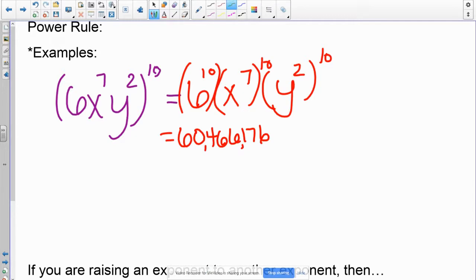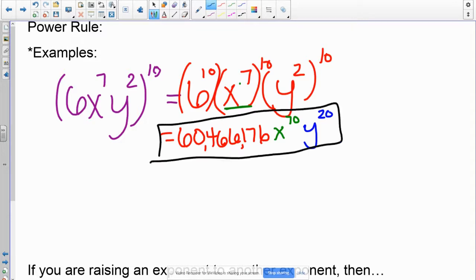And then we're going to go into our x's here. So there's 10 groups of 7 x's, so that would be 70 x's. And this last one, there are 10 groups of 2 y's, so that would make 20 y's. So notice I keep just multiplying the 2 powers. That makes my problem a lot simpler. I could write it all out, but my goal is to make it efficient and simple for me.